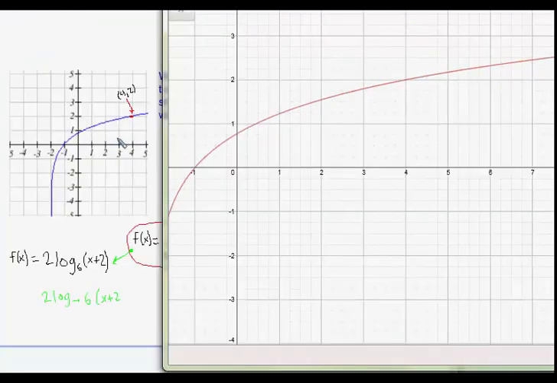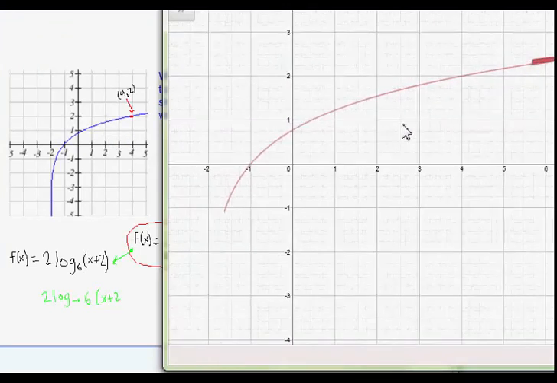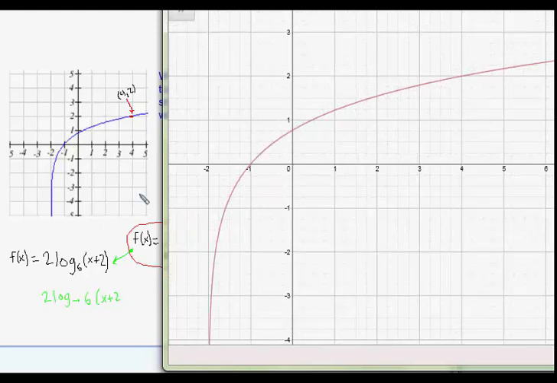So comparing the graph that we were given to the one that we now have in Desmos, notice that both the graph given and the one that we found both have a vertical asymptote of x equals -2, and both pass through the given point 4, 2, which was given in the problem.